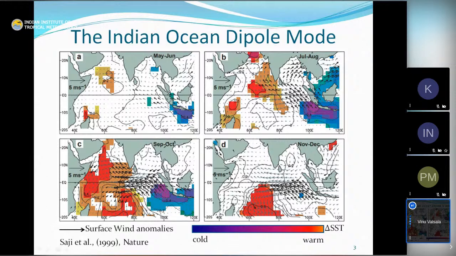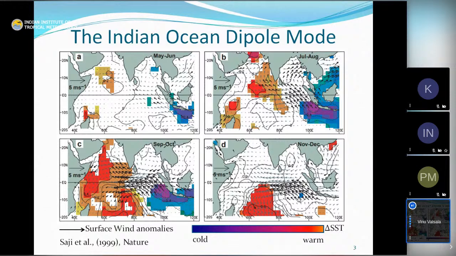So you can see by November, December, these SST anomalies disappear and wind anomalies started to demise. So this is the straightforward introduction to the Indian Ocean Dipole mode. This occurs in some years in the Indian Ocean. And there has been a lot of scientific interest built around this IOD.